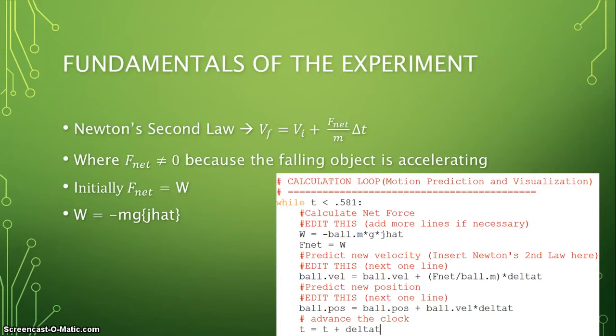In order to describe the fundamentals of this experiment, one must first begin with a fundamental physics principle. Here, we begin with Newton's second law, where, as it is shown, Vf is equal to Vi plus Fnet divided by m times delta t. In this experiment, the object's velocity is changing and is therefore accelerating. As a result, Fnet is not equal to 0 in this scenario. Instead, Fnet is initially equal to the weight force W, which considers the mass of the falling object, Earth's gravitational force, and a unit vector, j hat. The VPython code shown here displays these relationships.